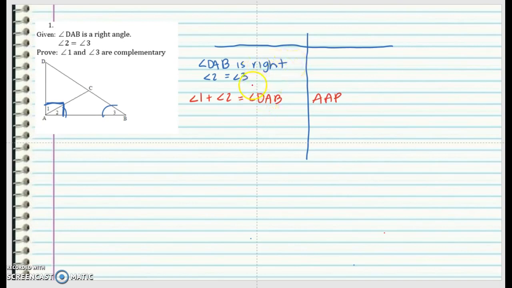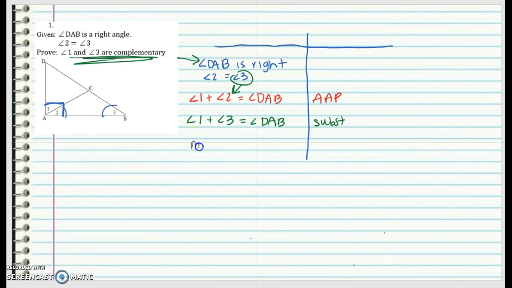And then I can do a couple different things from here. I want to prove that 1 and 3 are complementary, which means I need to somehow say that 1 and 3 add up to 90 degrees. So I can do that by manipulating this statement a little bit. So perhaps I take 3 and plug it in for 2, because I know that they are equal. Well, I know that DAB is right based on my given. So I'm almost there. I can almost say that 1 and 3 add up to 90.